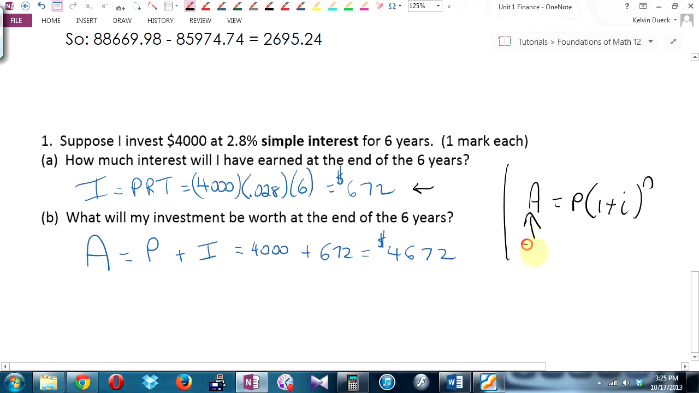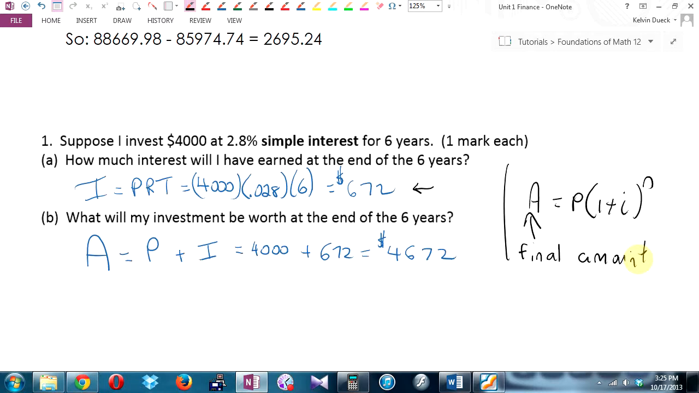That gives you the final amount. It doesn't actually tell you how much interest you earned. It tells you how much interest you earned plus what you started with. So to use that one to find the interest, we had to subtract: final amount, take away principal, gave us the interest that we earned.